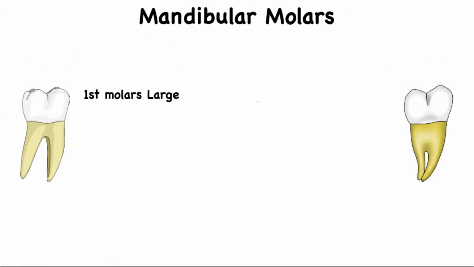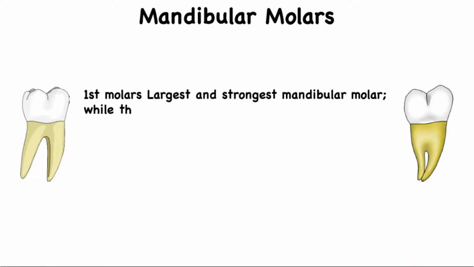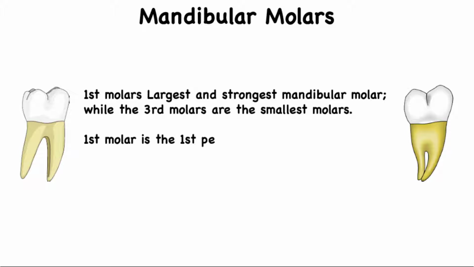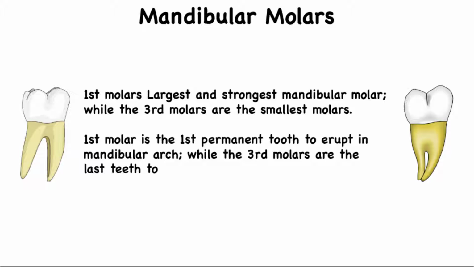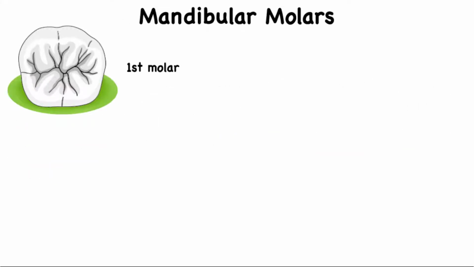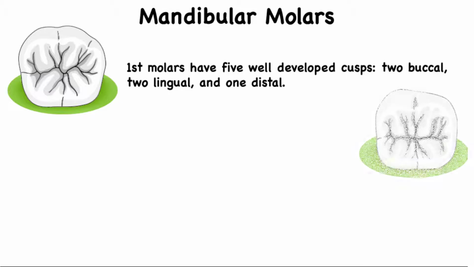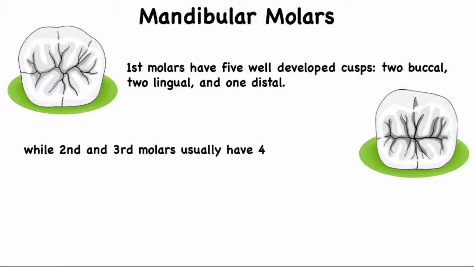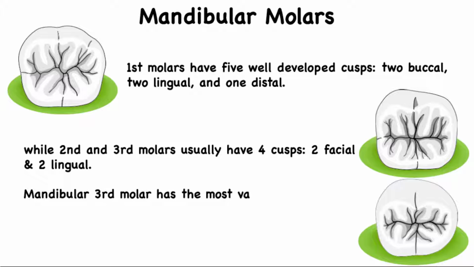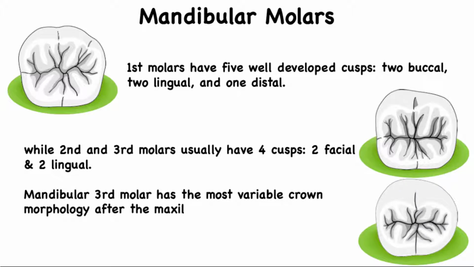The first molars are the largest and strongest mandibular molars, while the third molars are the smallest mandibular molars. First molar is the first permanent tooth to erupt in mandibular arch, while the third molars are the last teeth to erupt. The first mandibular molars have 5 well-developed cusps, and these are 2 buccal, 2 lingual and 1 distal cusp. The second and third molars usually have 4 cusps, and these are 2 facial and 2 lingual cusps. The mandibular third molar has the most variable crown morphology after the maxillary third molar.